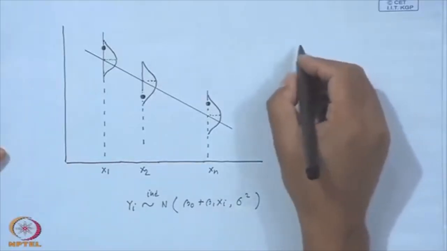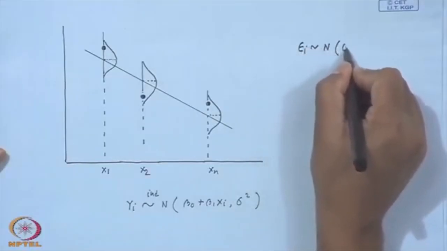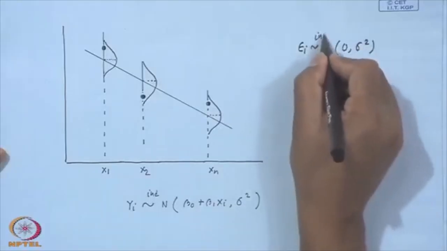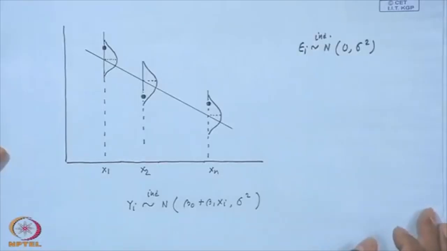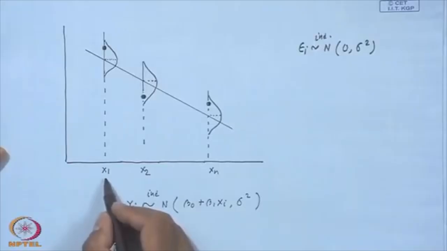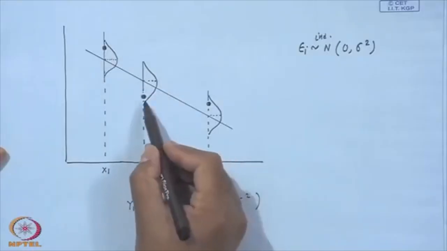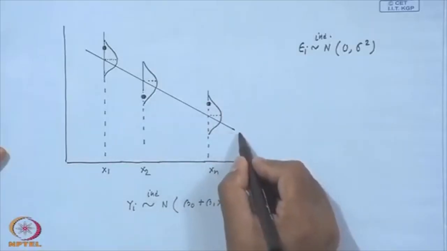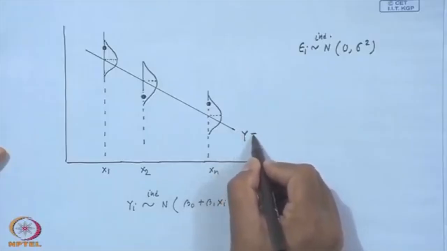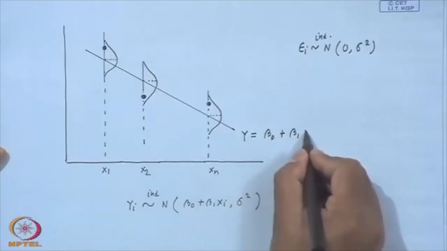So we made the assumption that epsilon i follows a normal distribution with zero mean and variance sigma square, and they are independent. And the consequence of that in terms of the response variable is that y i follows this. So what we are assuming is that this is my x1, y1 data, this is x2, y2, this is xn, yn, and this line is y equal to beta naught plus beta 1 x.